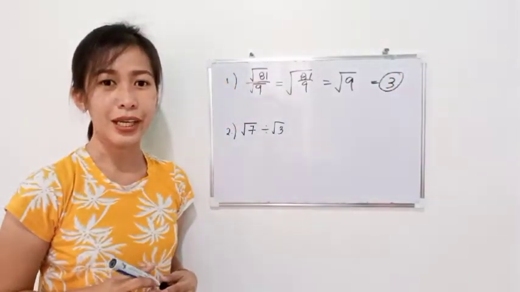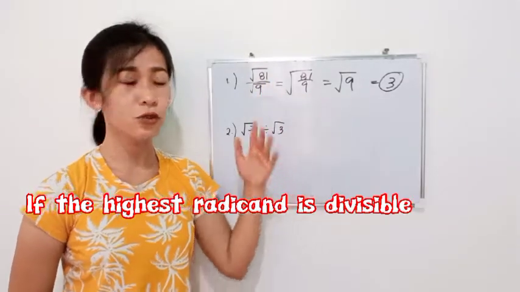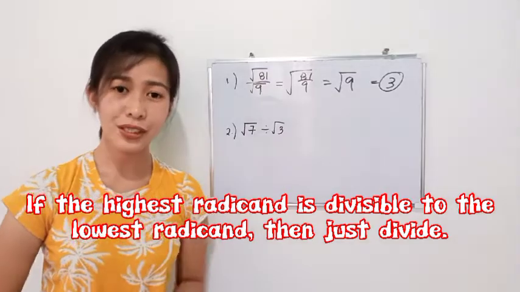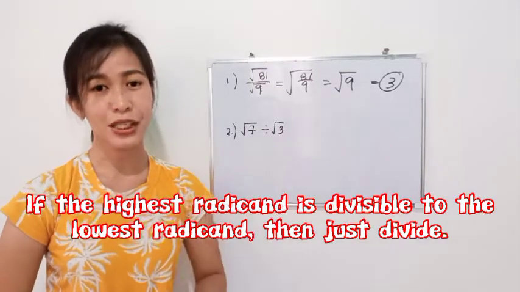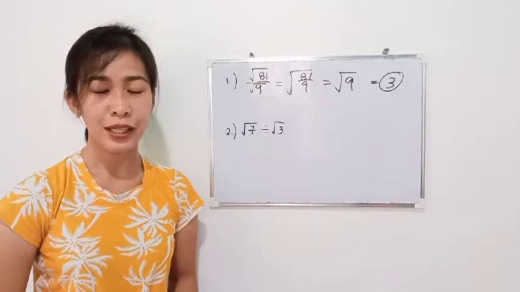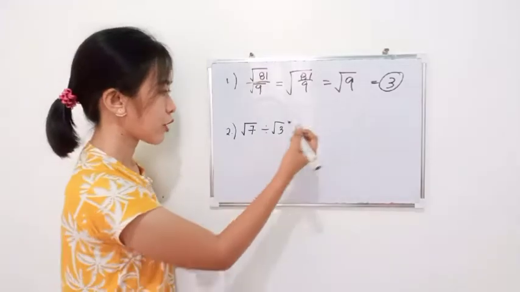Ganun lang siya kasimple. Kapag napansin nyo na yung mas malaking number, is kayang i-divide maliit na number sa ating mga radicands, just proceed to division itself. Ganun lang kasimple. I-divide nyo lang sila. And then, just simplify kung kayang i-simplify. Alright? Then, we have here square root of 7 divided by square root of 3.